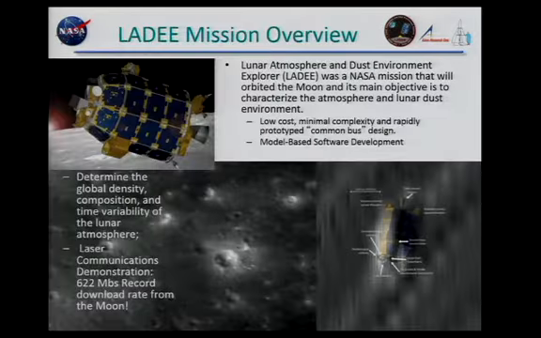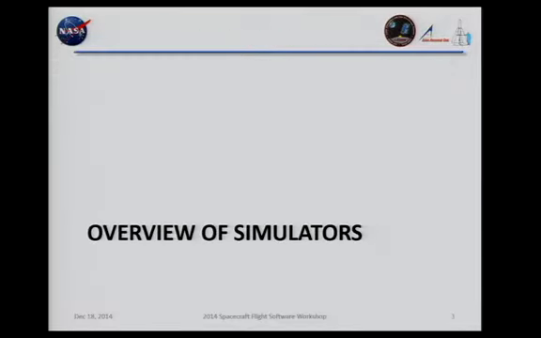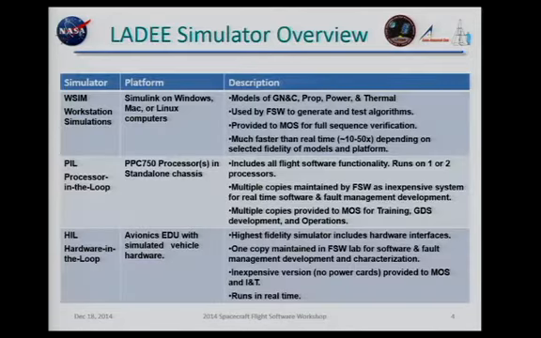I'm going to skip over these slides because we've learned a lot about LADEE, and so I'll refer you back to the previous presentations. I'm going to go quickly over an overview of the simulators, pretty much what Danilo just talked about. We have 3 different types of simulators: the workstation simulation, the processor in the loop, and the hardware in the loop. So the workstation simulation, the key point there is that we're running that in Simulink. It's on a typical Linux workstation. And a key point to remember is that simulation is going to run about 30 times faster than real time.